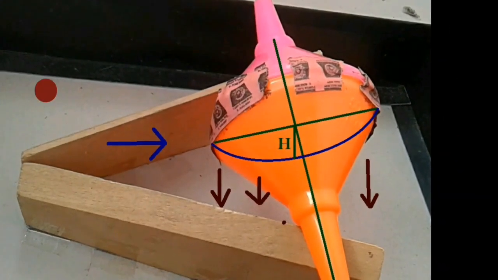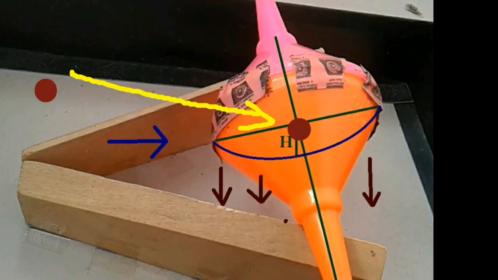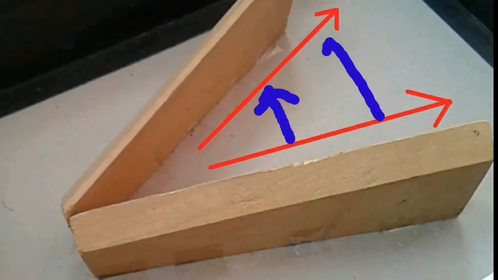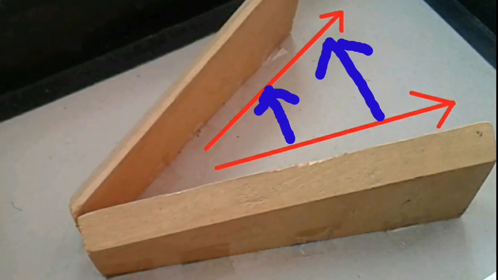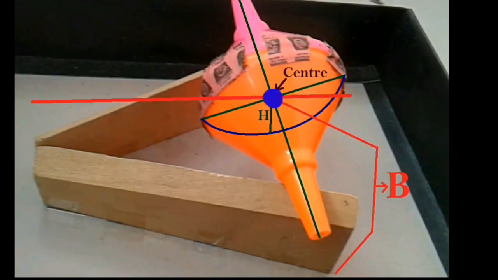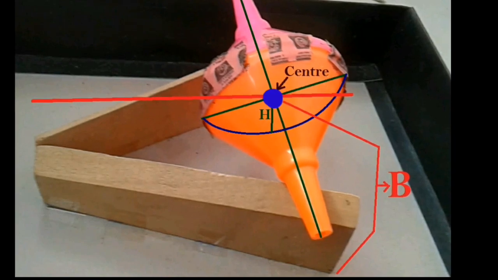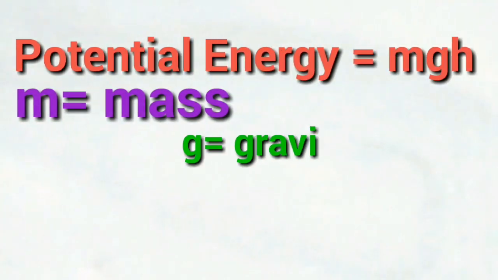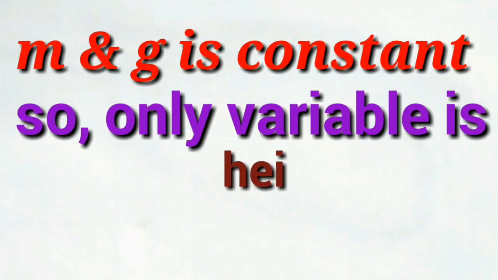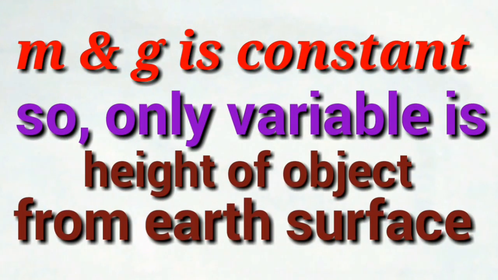When the funnel pair moves from the starting point to the ending point, the center of the funnel pair moves gradually downwards, because the distance between the two sides of the wooden block increases gradually from the starting point to the ending point. When the funnel pair is placed at the ending point, the height of the center of the funnel pair from the ground surface is b. We all know that the potential energy equals mgh, where m is the mass of the object, g is the gravitational acceleration, and h is the height of the object from the earth's surface. Mass and the gravitational acceleration are constant, the only variable is the height.